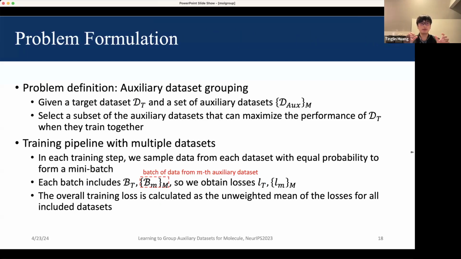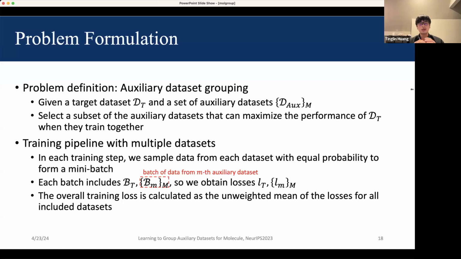Formally speaking, given the target datasets, we also have a set of candidate auxiliary datasets. What we do is try to use a machine learning model to select a subset of the auxiliary datasets, which can maximize the performance when we combine them together. So it is similar to multitask learning.